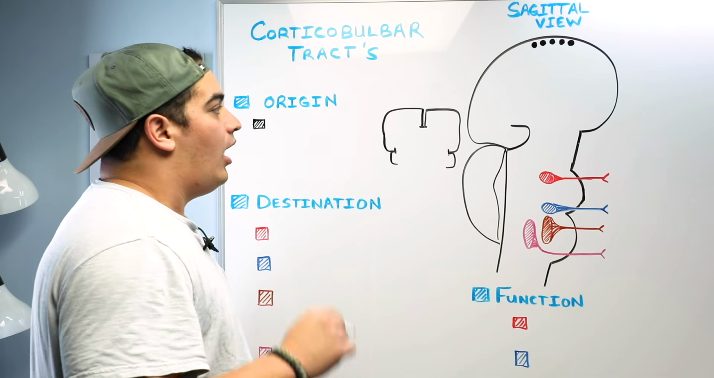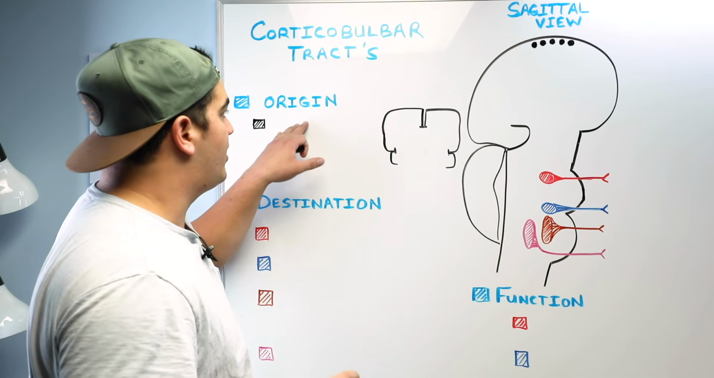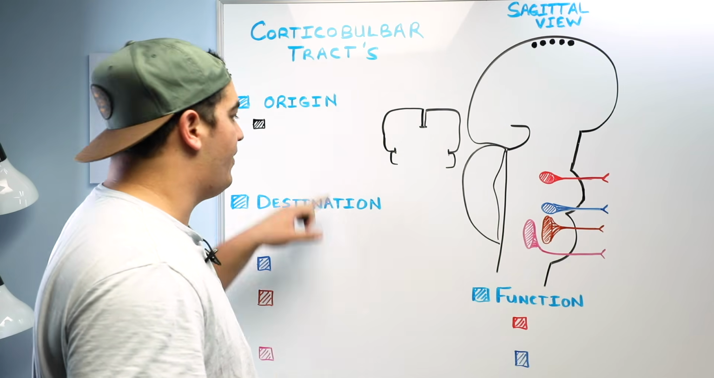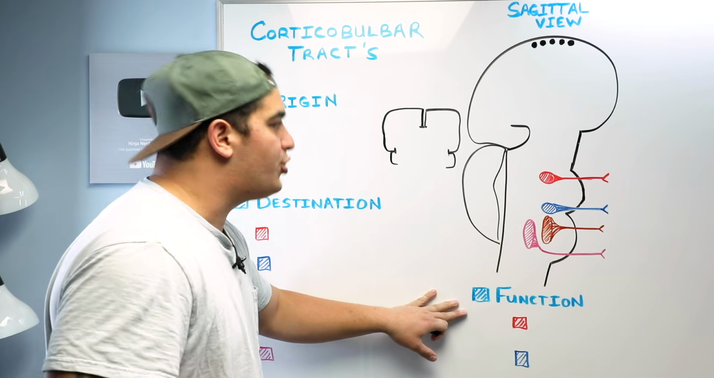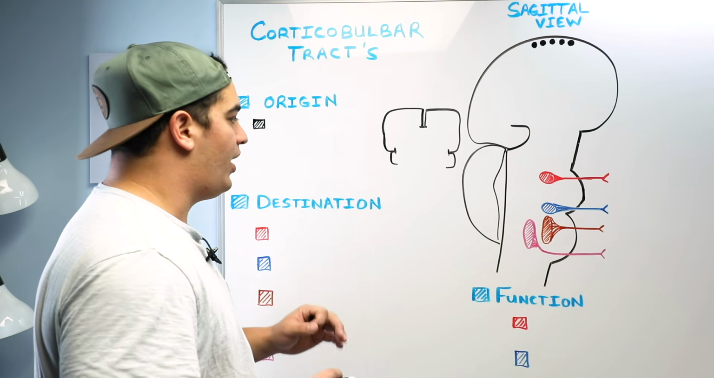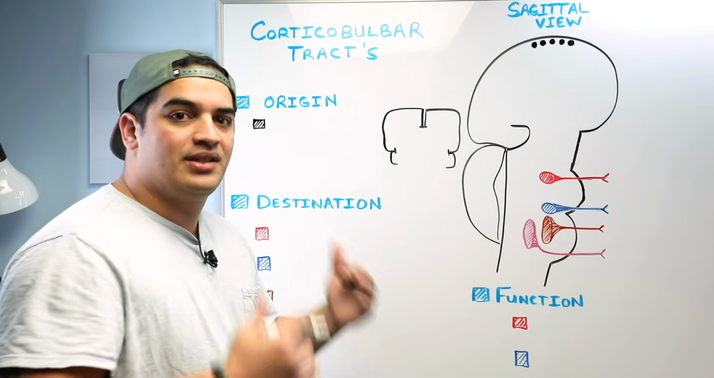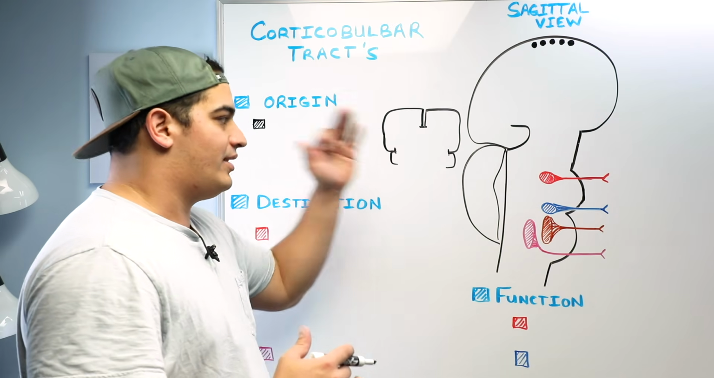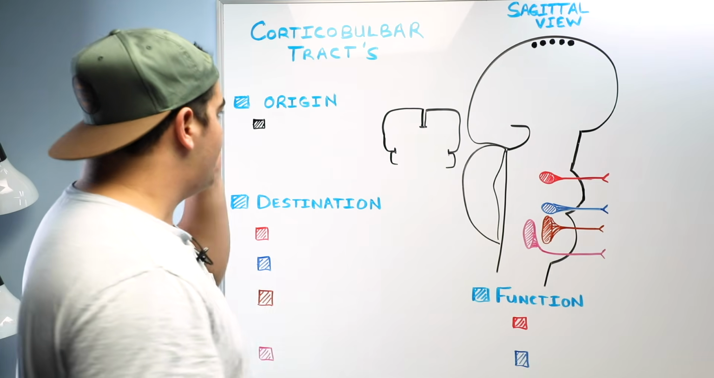Let's get started. Alright Ninjas, so when we talk about corticobulbar tracts, we have a couple goals. One, to discuss where they begin, what's their origin. Then, what's their destination, the endpoint? Then, what is the function of the corticobulbar tracts? Okay? And then what we'll do is we'll draw out the corticobulbar tract in a step-by-step process in two views, a sagittal view and then a coronal view. Okay? So first things first.